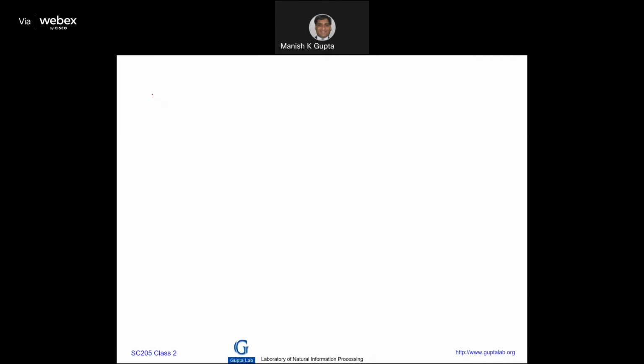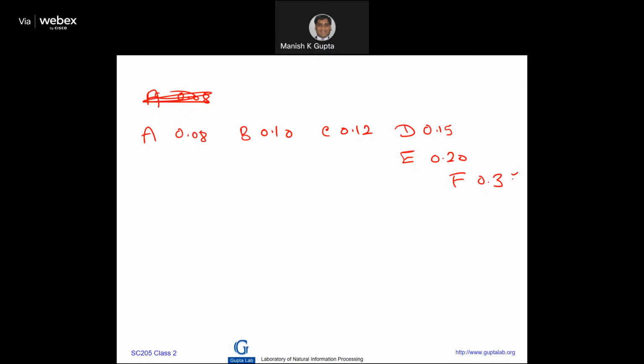So suppose we are given symbols. We have symbols A with frequency 0.08, B with frequency 0.10, C with frequency 0.12, D with frequency 0.15, E with frequency 0.20, and F with frequency 0.35. I'm just taking an example of symbols. Suppose we have six symbols, each with some frequency of how they occur. I have to design an efficient coding scheme so that it takes less space.